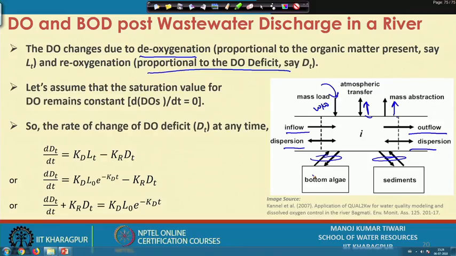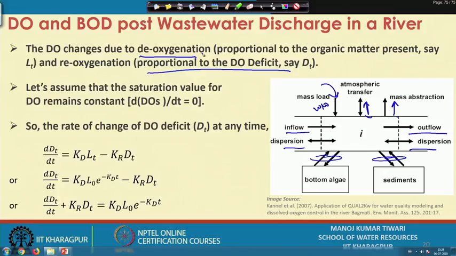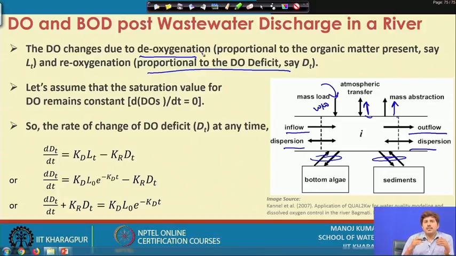So, there are a variety of routes, but for simplification purpose, let us ignore all other things and see that the oxygen is being consumed for the decomposition or degradation of organic matter present, that means through the route of deoxygenation, which is one of the primary routes for the oxygen consumption in the river anyway, and the oxygen inflow is in the form of the atmospheric transfer, which is proportional to the DO deficit. Further, we assume that the saturation value for DO remains constant, because the saturation value also depends on the temperature, but for practical purpose let us say at a time the saturation value remains more or less constant.